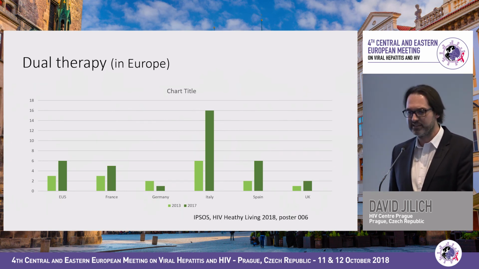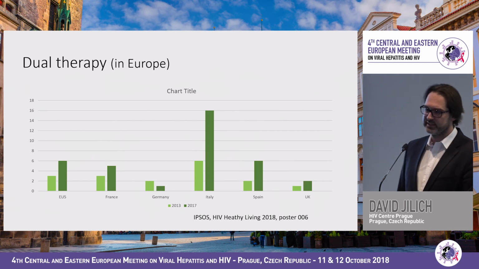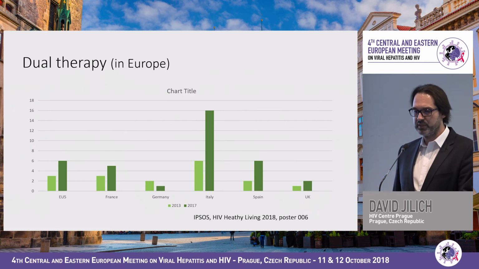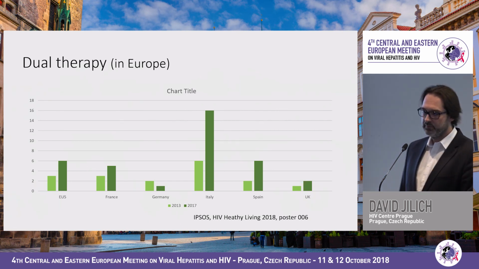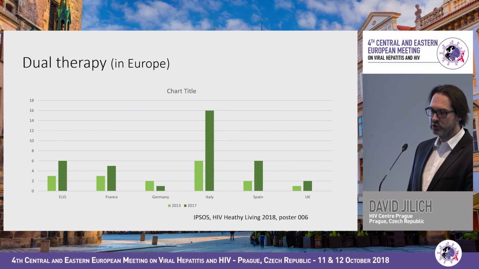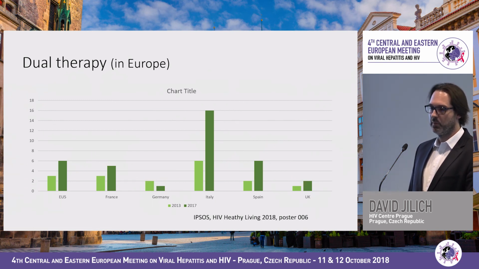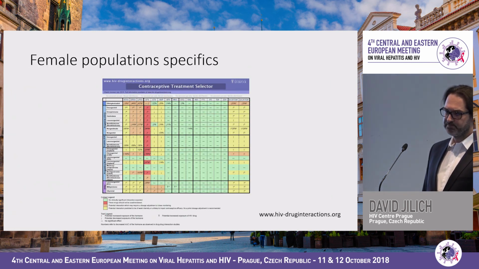I don't want to go into details, but I just want to mention and share with you this slide presented by Ipsos recently, in September this year. We see there the proportion of use of dual therapy in 5 European countries, and we see also a trend, in light green the year 2013 and in dark green 2017, and we see some increase over time. So we will see more details in the future about dual therapy, but I'm sure it will play an important role in our practice.